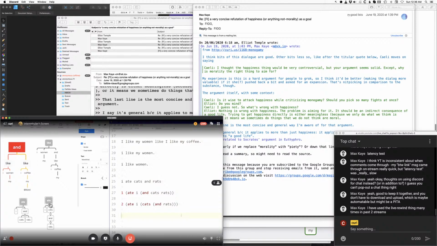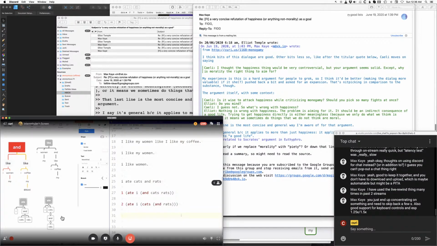And the tree ended up having an extra layer. So those are minor negatives.